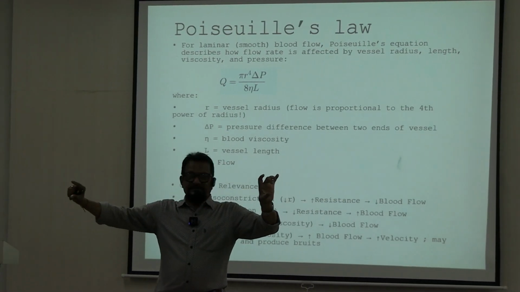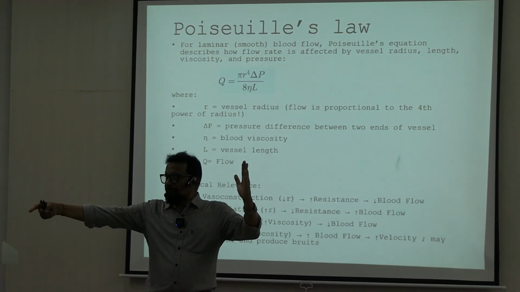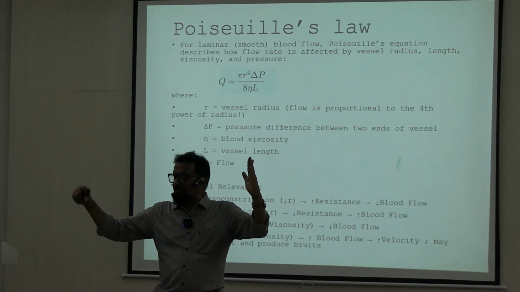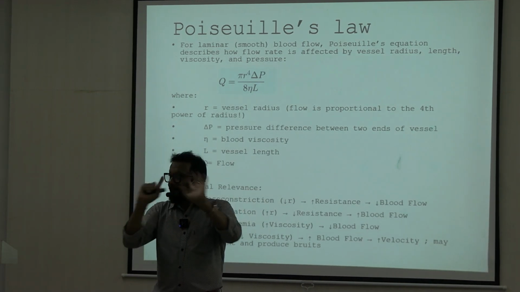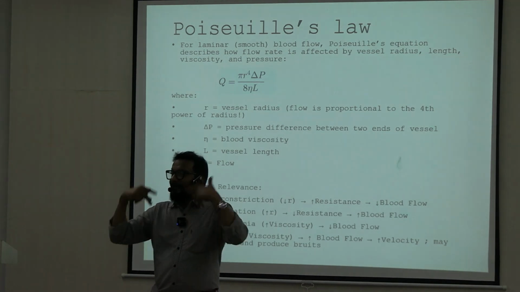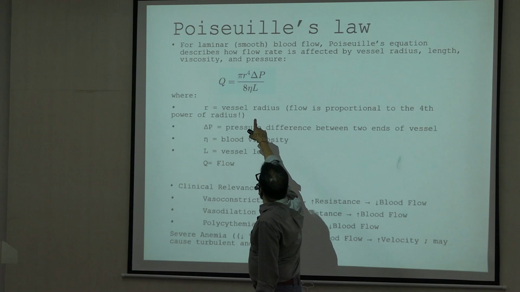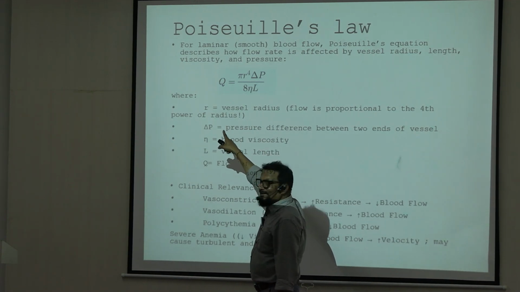Suppose this is the blood vessel. Blood is coming from here to here. So what is the pressure difference? Definitely this will be the higher pressure and this the lower pressure. So what is the difference? Delta P. Higher the delta P, higher will be the flow. Higher the radius, higher will be the flow.